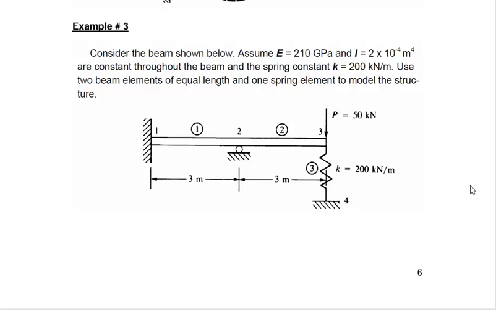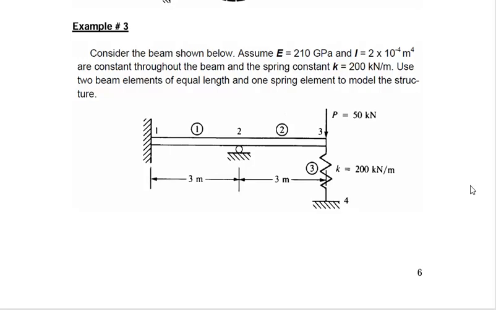Let's see the third problem. The statement of the problem is: consider the beam shown below. Assume E equal to 210 GPa, I equal to 2 into 10 raised to the power minus 4 meter 4, are constant throughout the beam, and the spring constant K equal to 200 kilonewton per meter. Use two beam elements of equal length and one spring element to model the structure.